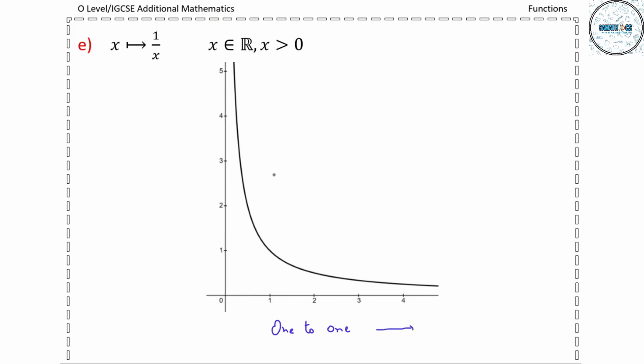And then we will draw vertical lines at different points. At this point, it is intersecting at one point. Here as well, it is intersecting at one point. Here as well, it is intersecting at one point. So it is a function.